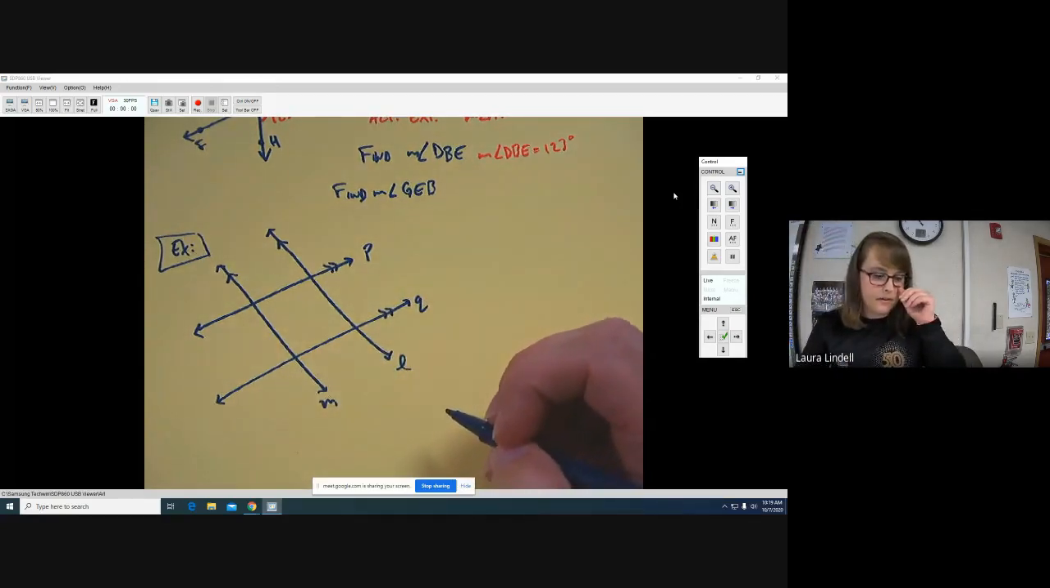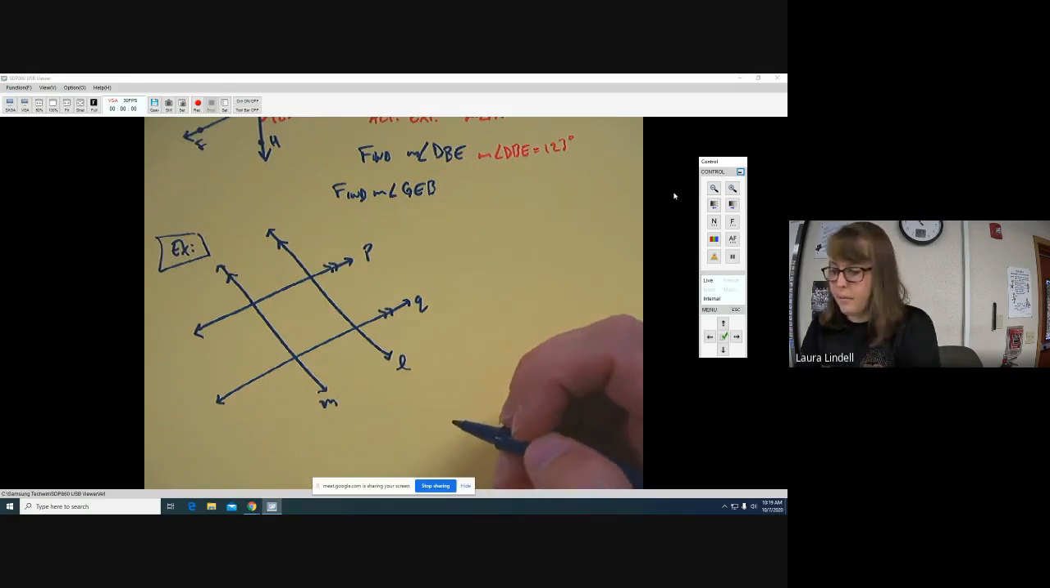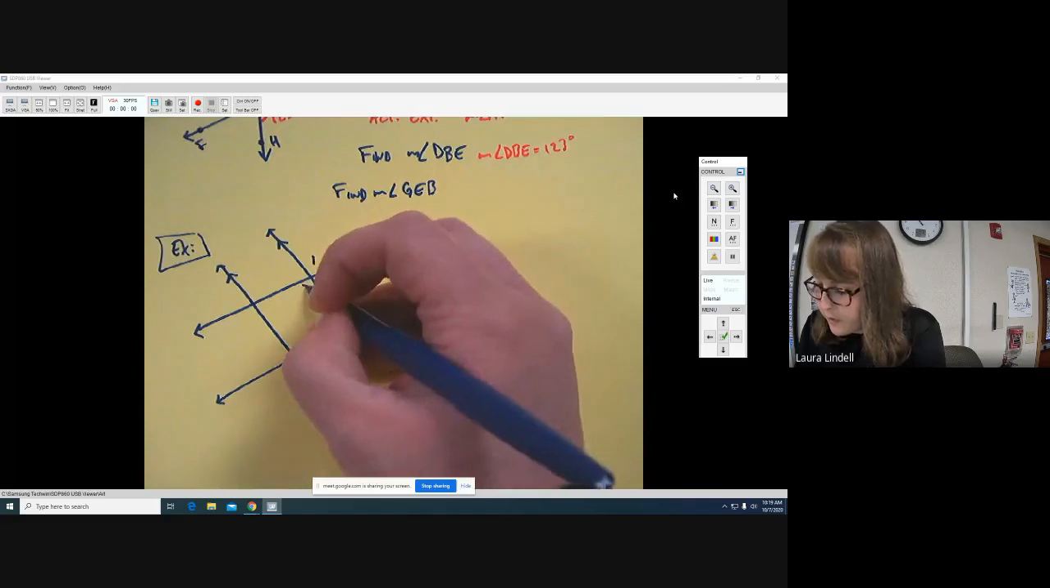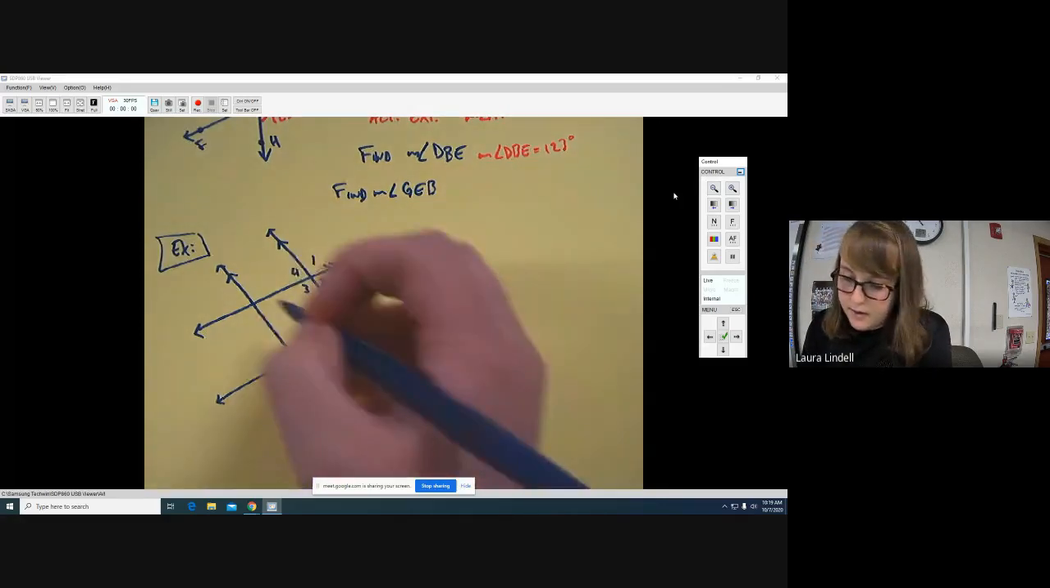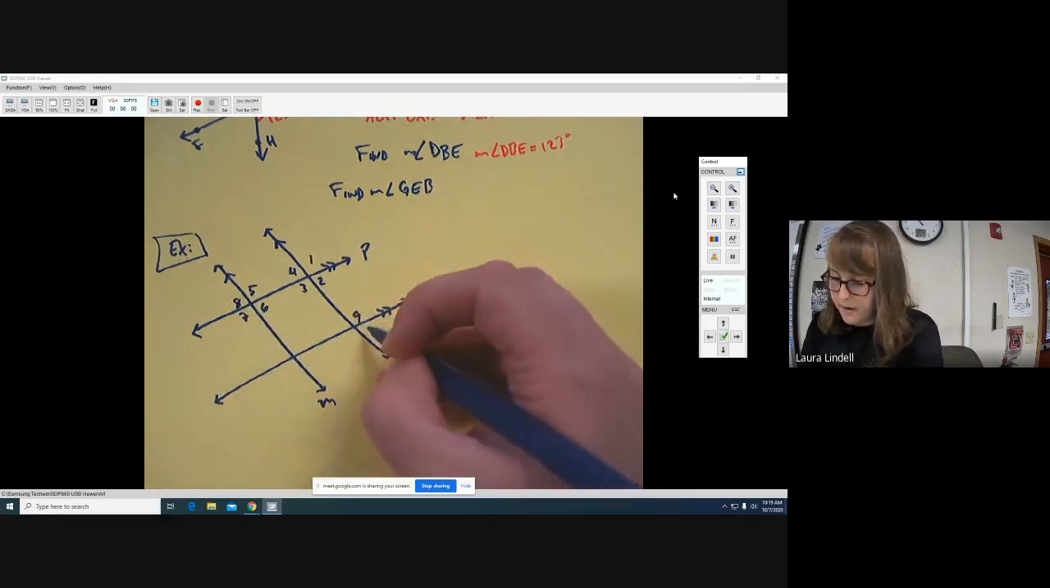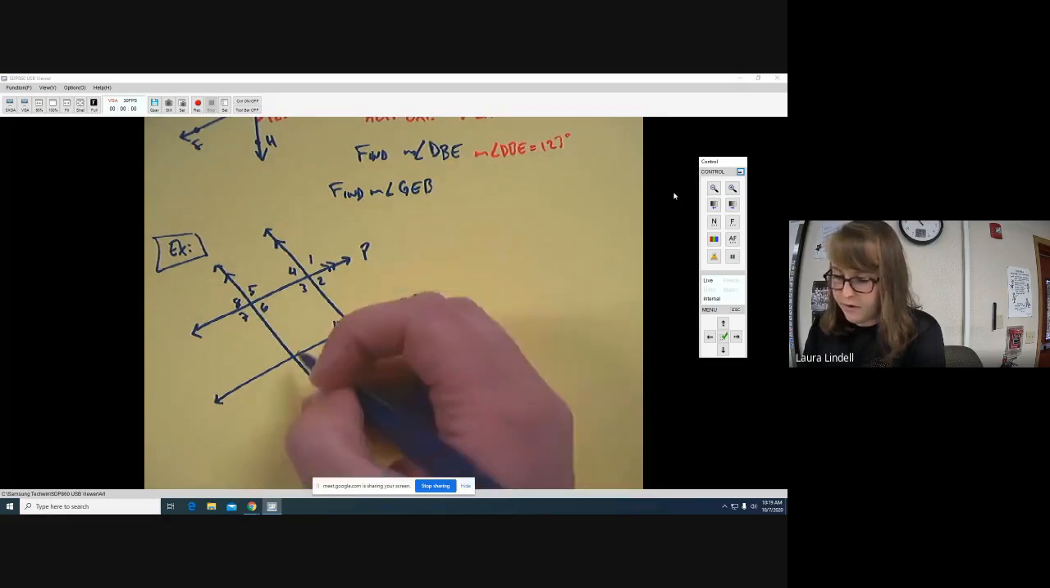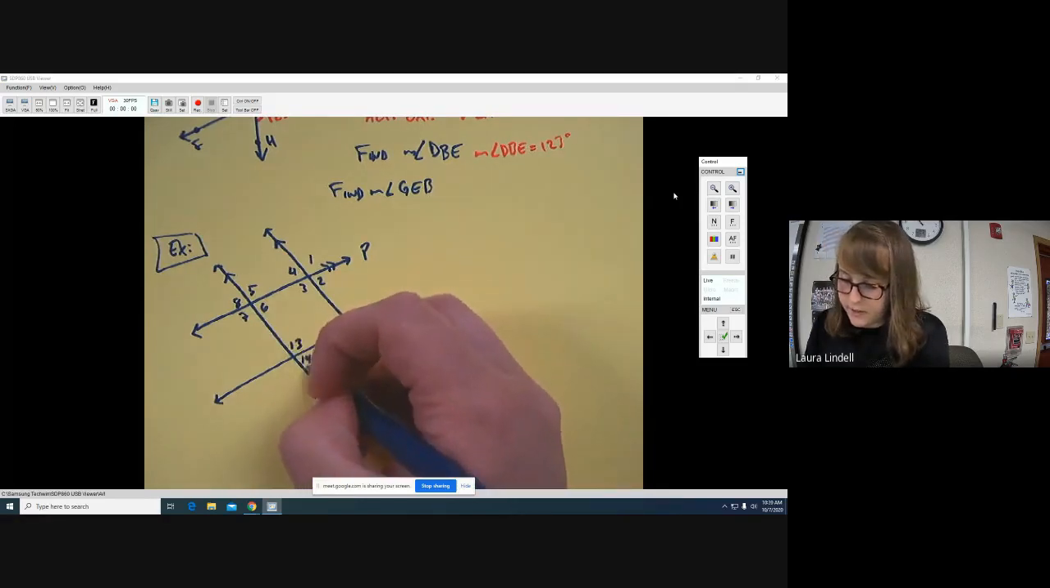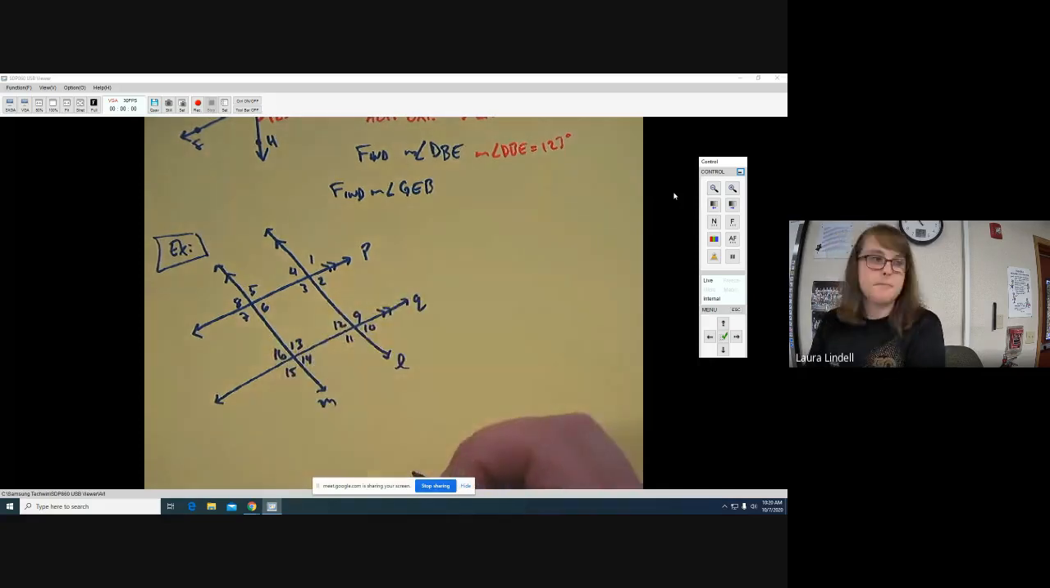So this makes a whole bunch of angles. So we'll start up here. We'll go 1, 2, 3, 4, 5, 6, 7, 8, 9, 10, 11, 12, 13, 14, 15, 16 angles. Okay. And with this one, if I know one of the angles, we can find all the other angles. Okay.